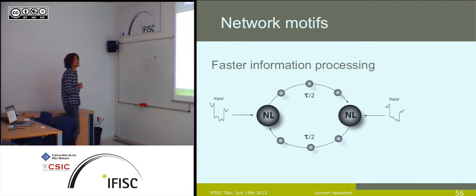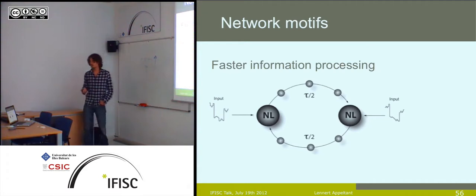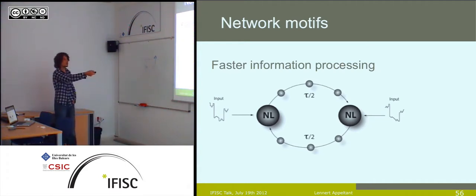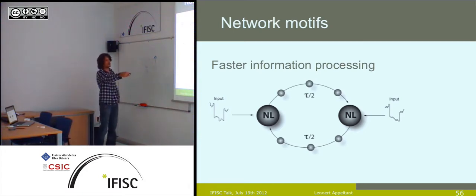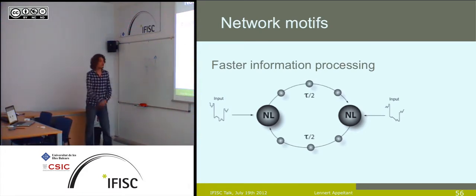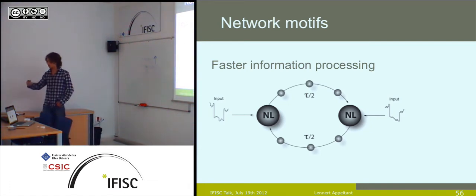And the last modification that I would like to mention is, what if instead of using one nonlinear node and delay line, you could use 2? If you use 2, you would still have the same number of neurons, but you could feed input to this system, you could feed input to this system, and while previously you were processing at a rate of tau, now you are processing at a rate of tau over 2.